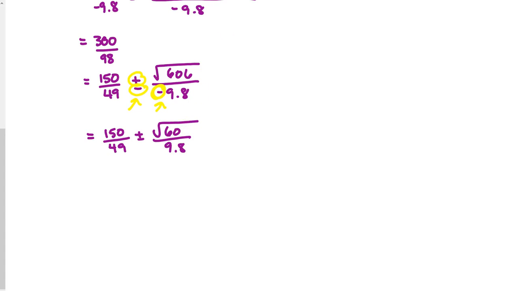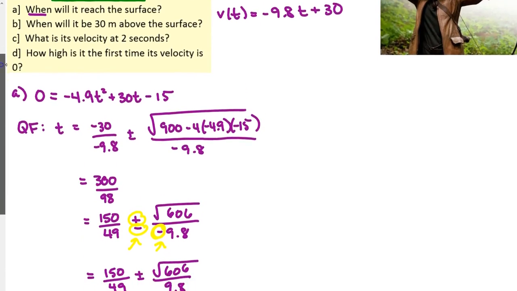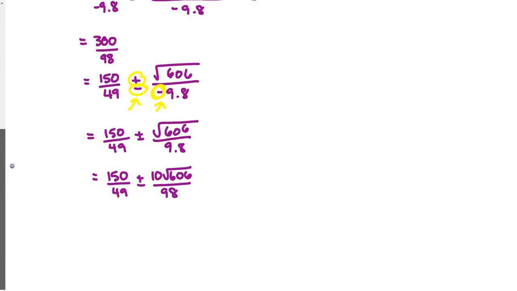606. Okay, let's see if we can simplify the radical. So are there any perfect squares that divide into 606? It's definitely not looking like it, but what I want to do is get rid of the decimal in that second fraction, so I'm going to multiply it by 10 over 10 as well. And then let's evaluate both of these answers to see if they both make sense. When will it reach the surface? Okay, so we have 2 answers.